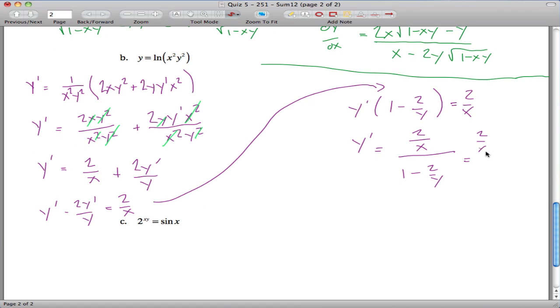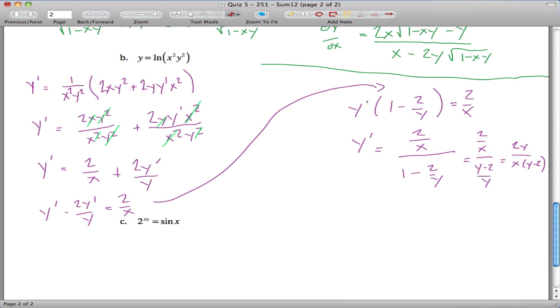This is 2 over x divided by, this is y over y, so y minus 2 over y. And then if I invert this bottom fraction, if I multiply the top and the bottom by the reciprocal of the bottom, I get 2 over y x times y minus 2. So something like that. I guess at this point, let's just leave it there. So here's the derivative. This is the correct answer.